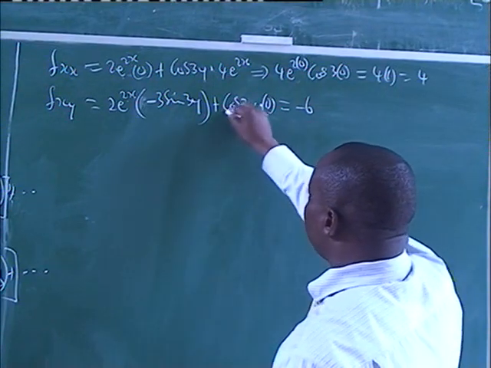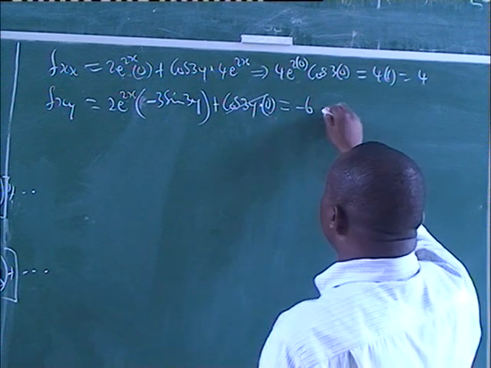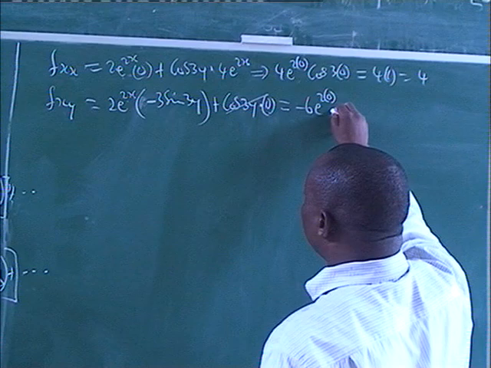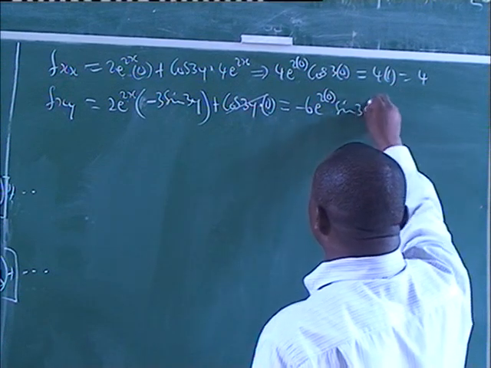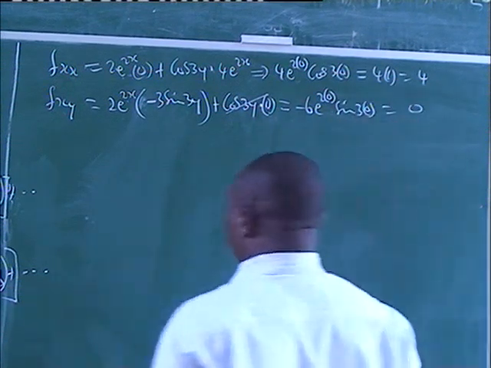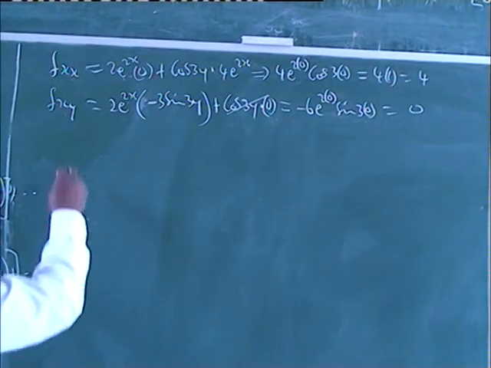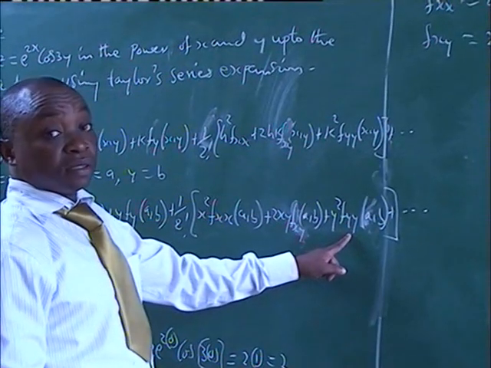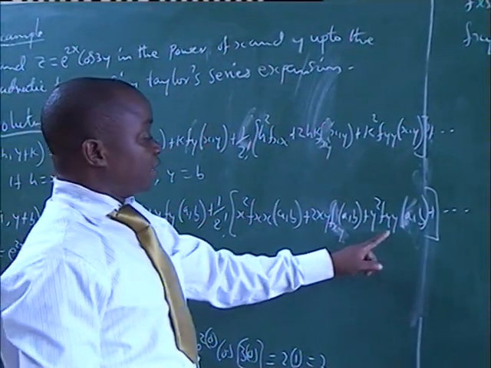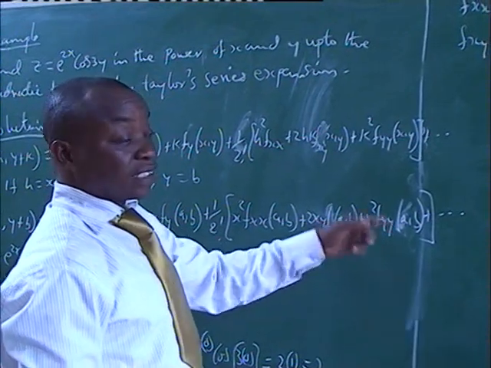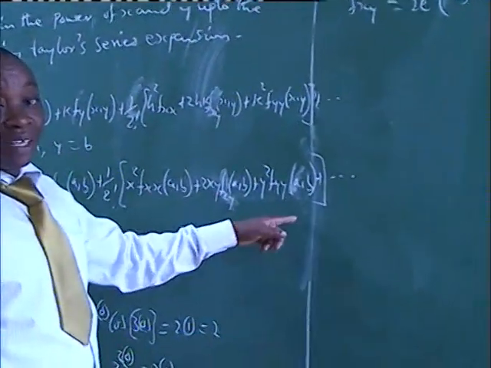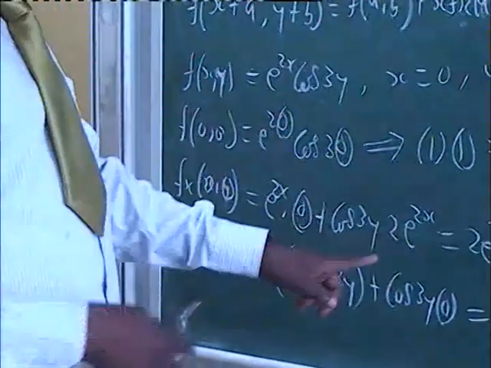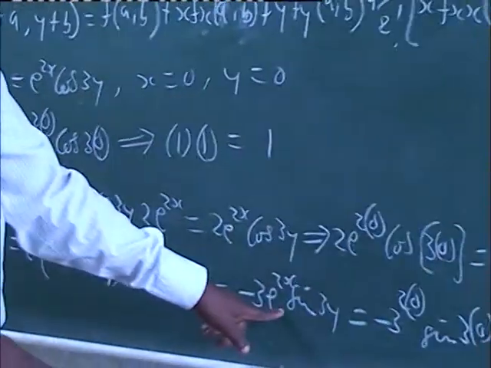Yes, it will give us minus 6 because this one is 0. Minus 6 exponential 2 times 0, and then I have sine 3 times 0. Everything is 0 in that one. And then another one will go as the last is here. And this one is the second derivative of f with respect to y. And so what we'll do is to go to y and differentiate it again with respect to y.